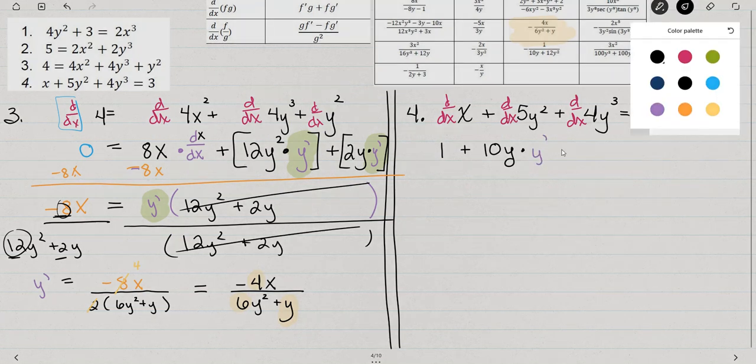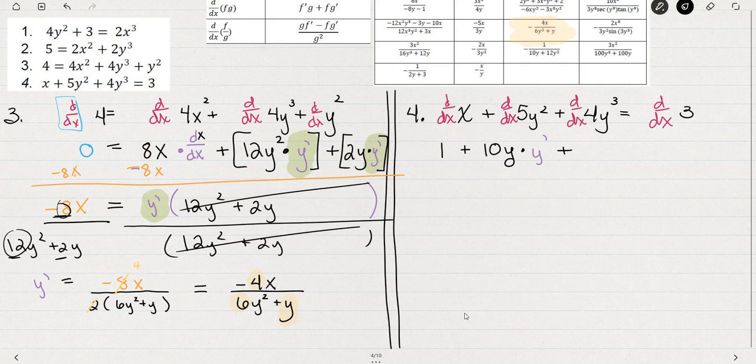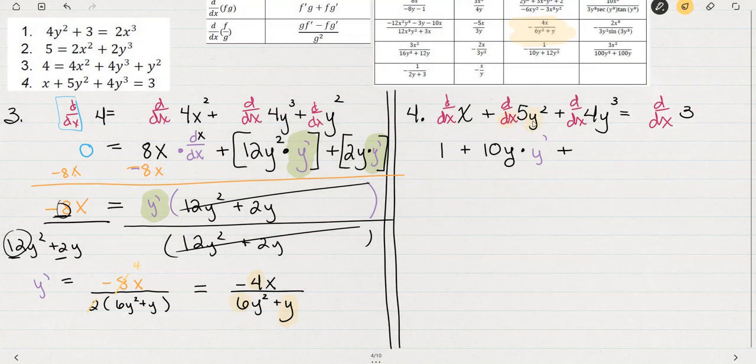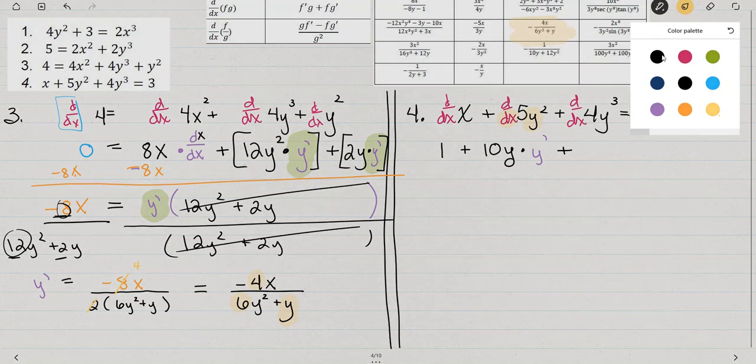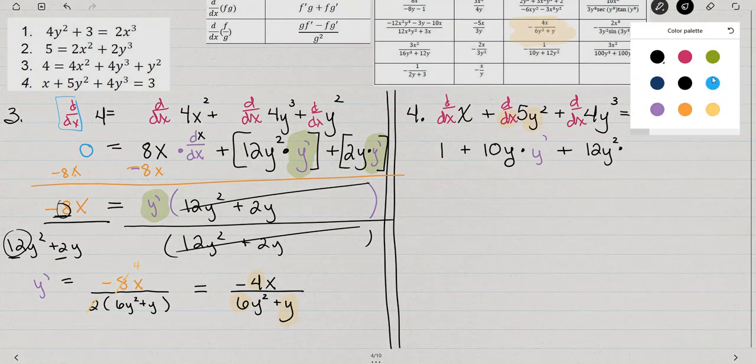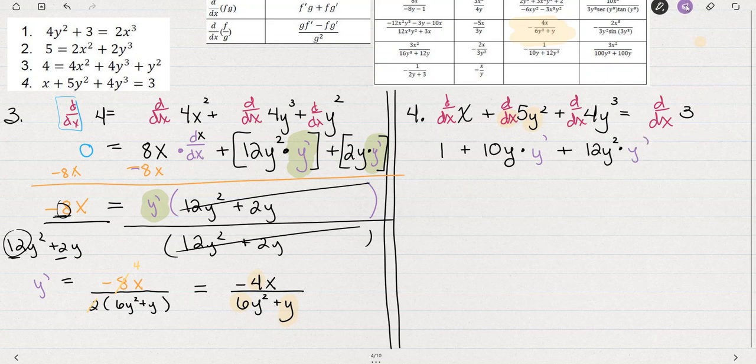Notice how I had to chain and get that purple y prime because the y, what we're doing the derivative of, doesn't match what we're doing this with respect to. The dx and the y don't match up. So that's why I had to be mindful of doing that chain. And then we'll do the same thing here, 12y squared times the derivative of y equals, and how nice we get a constant, right? The derivative of 3 is 0.